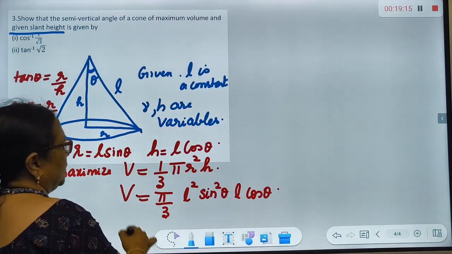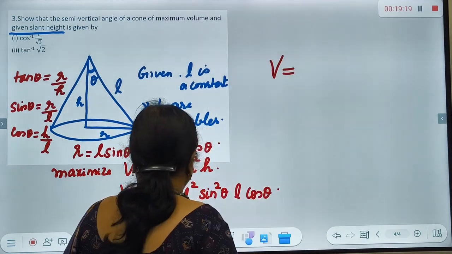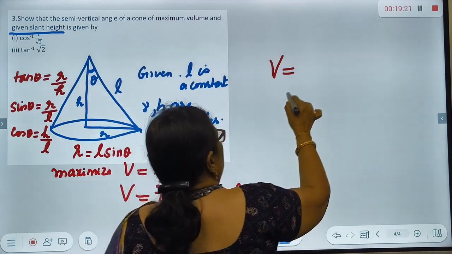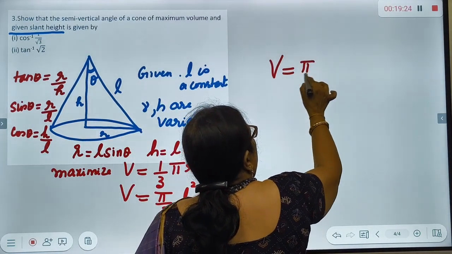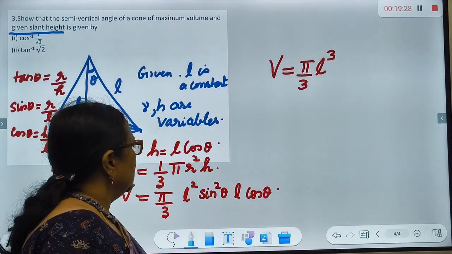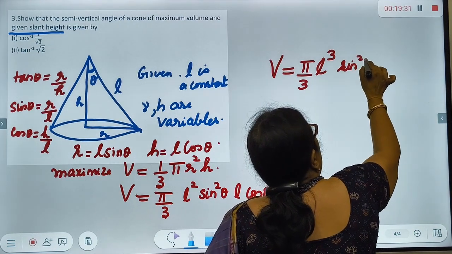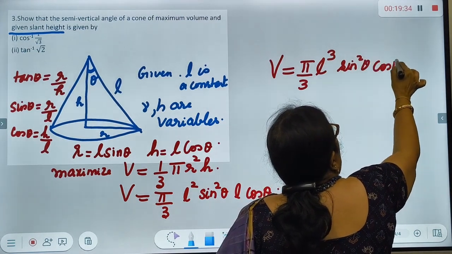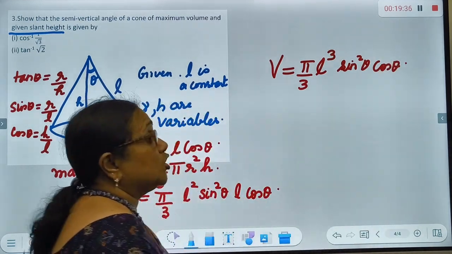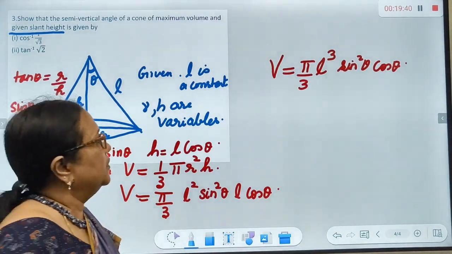This is volume. So volume will be pi by 3 L cube sin square theta cos theta. Theta is a variable. Okay, L is a constant. H and R are variables, which means theta is a variable.